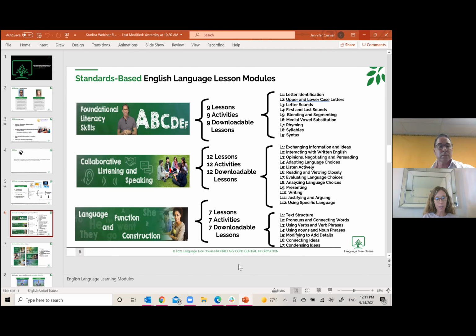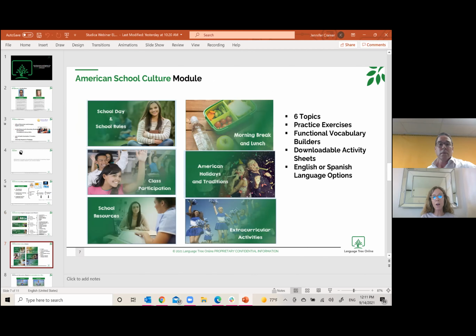The last piece to talk about as it relates to the ELD Level 1 program is our American School Culture module. I always like to say, think of American school culture as totally separate from the standards. It has nothing to do with the standards-based assessments or the standards-based lessons. The American School Culture module is really there to help our newcomer students acculturate, help them with their social and emotional needs, and help them gain that all-important functional or background vocabulary. We put American school culture into six chapters, and you can see on the screen what each chapter is talking about.